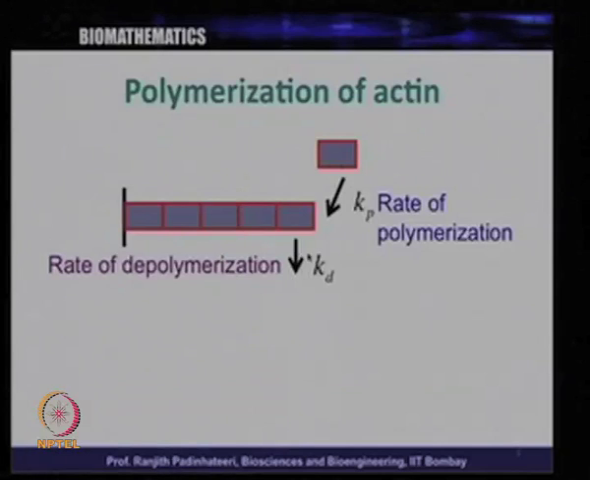So, once you know the polymerization rate and depolymerization rate, you can figure out how fast this polymer will grow or shrink. If the polymerization rate is much larger than the depolymerization rate, the polymer will grow. If the depolymerization rate is larger, you can imagine that the polymer will shrink, the actin will shrink. So, this much we know. Knowing K p and K d, we can know the change in length. How the length changes with time is related to K p and K d, and we know that it is related in the following way.